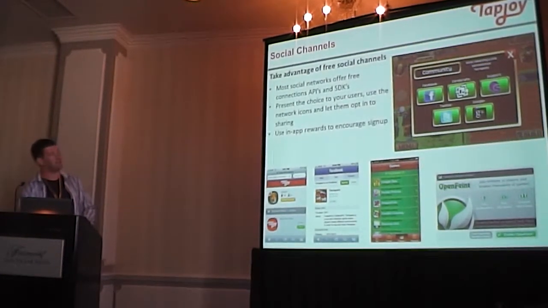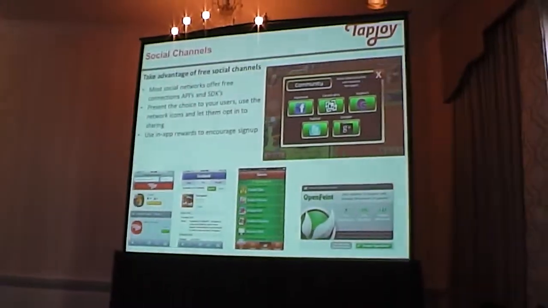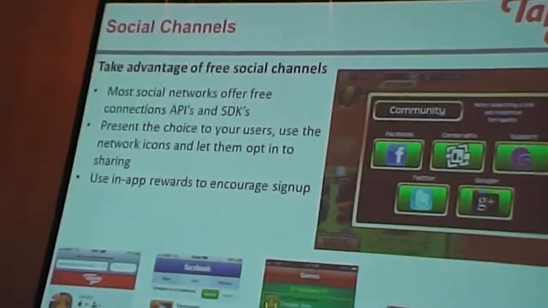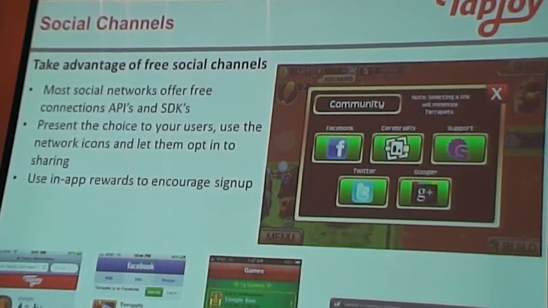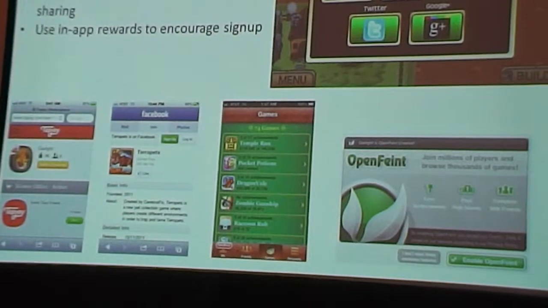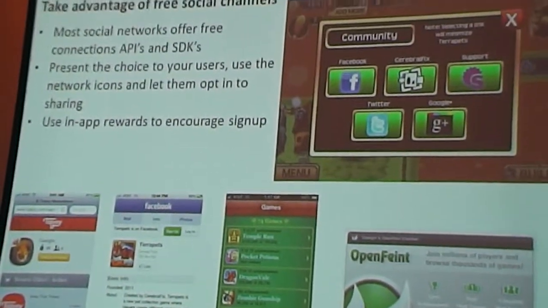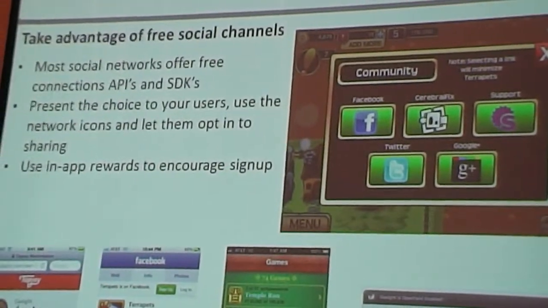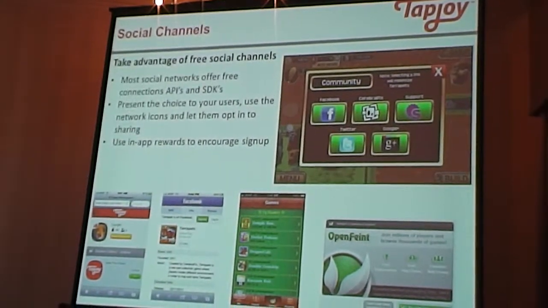Another thing to think about ahead of time is social channels. So again, taking advantage of Facebook, Twitter, Google+, all of these social networks, they offer you APIs and SDKs that you can plug into your app, and that will allow you to let your users be your advocates. They let you spread your virality and hopefully bring in more users. Again, these are all code-based things, so it's something that you have to have in ahead of time. You don't want to be retrofitting it.